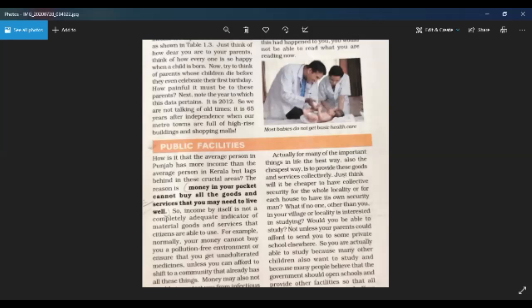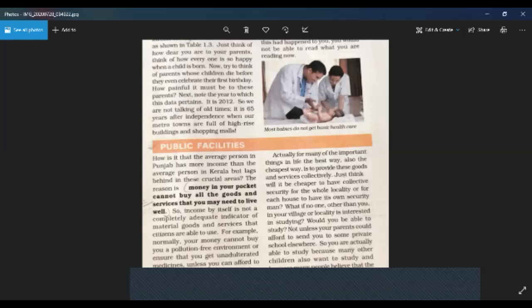Right, see, the money is more in Haryana. People's earnings are more. Why? Because their land is very fertile. Right, see, the reason is money in your pocket cannot buy all the goods and services that you need to live well. Money is not everything. It cannot buy the life of a person. It cannot buy education. It cannot buy literacy rate.